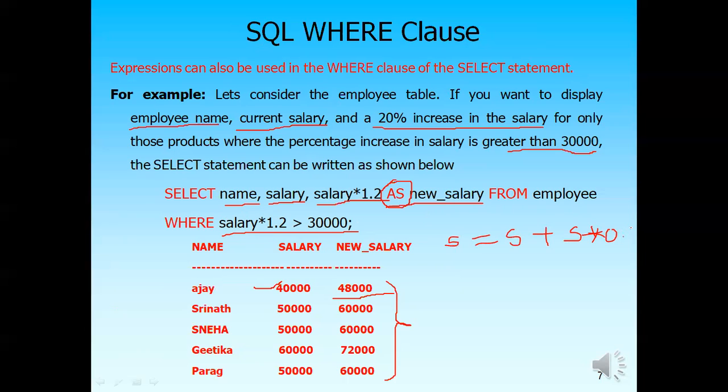So this salary multiplied by 0.2 will give you the 20% increase, which we add to the original salary, right? So I want to display all the employees whose salary after a 20% increase is greater than 30,000. So this is the solution. Here I have displayed only specific columns: name, salary and increased salary.